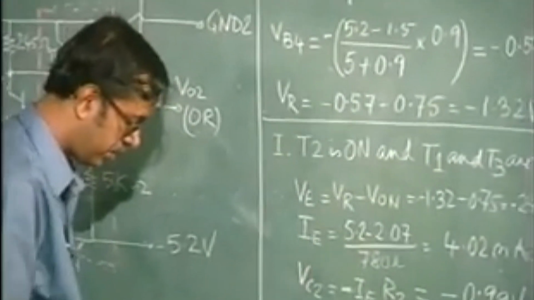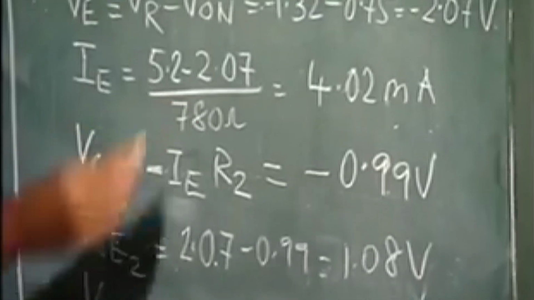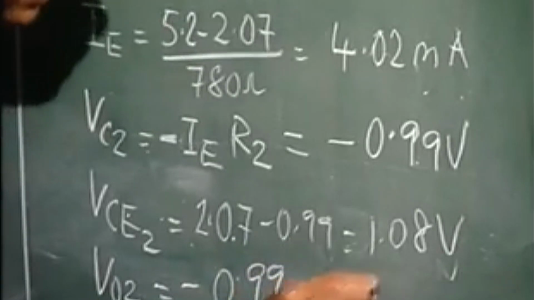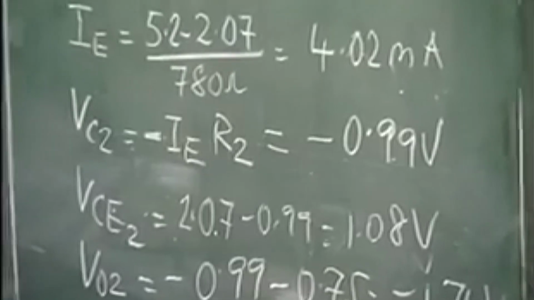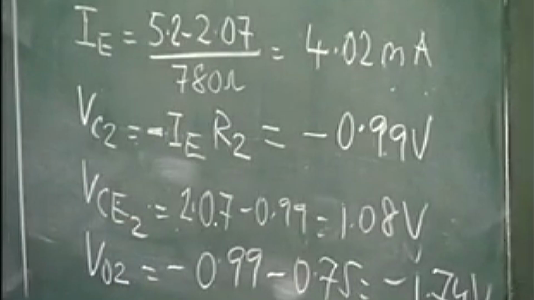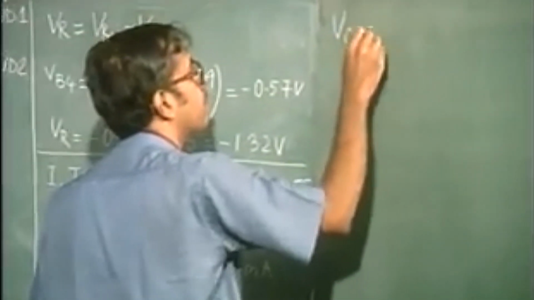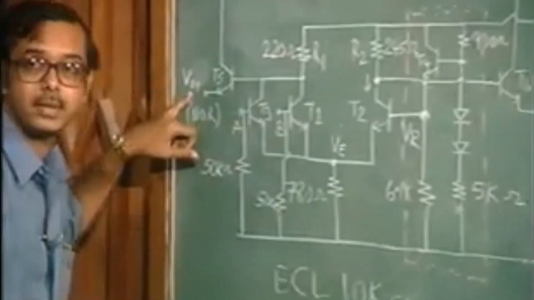So what is the output, VO2? Minus 0.99 minus 0.75 is equal to minus 1.74 volts. So that is the output when T2 is on and T1 and T3 are off. And what is the output at VO1? Okay, VO1 is the output here.